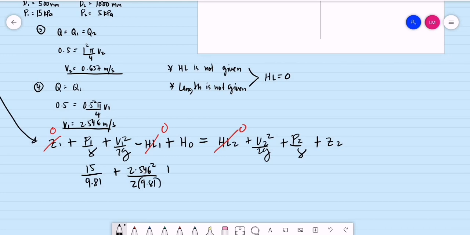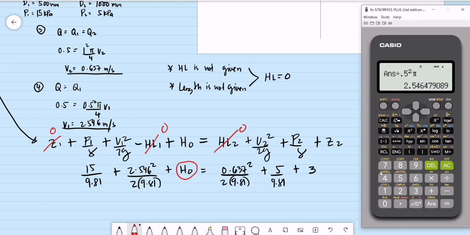Head loss 1 is 0, so this is plus the head output of the pump, equal to head loss number 2, which is 0. Our V sub 2, the first requirement, is 0.637 squared divided by twice of 9.81, plus the pressure at 2, which is given as 5 meters, so 5 divided by gamma water. Then the elevation of point 2 is given as 3 meters. So in this equation, we are now computing for the head output of the pump.